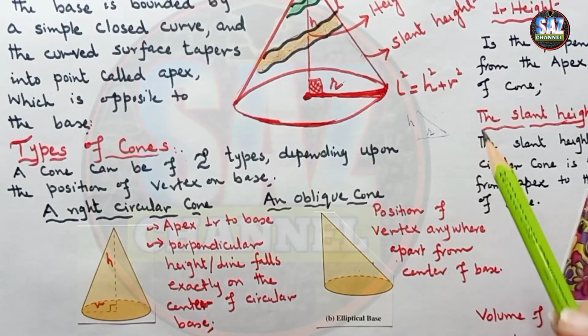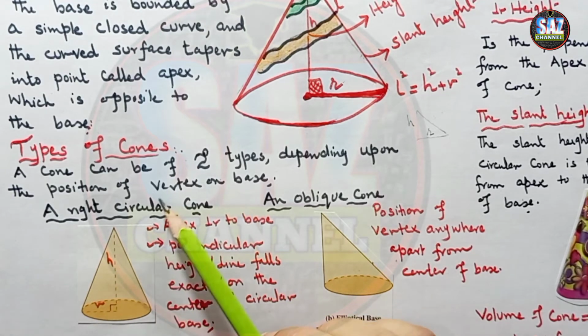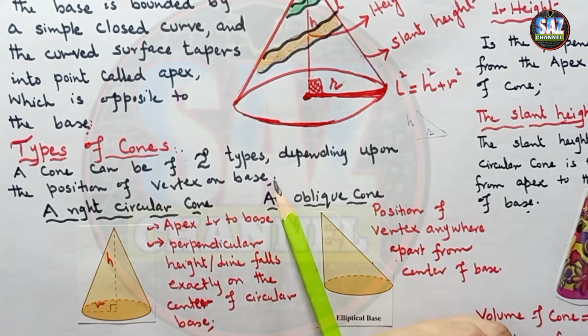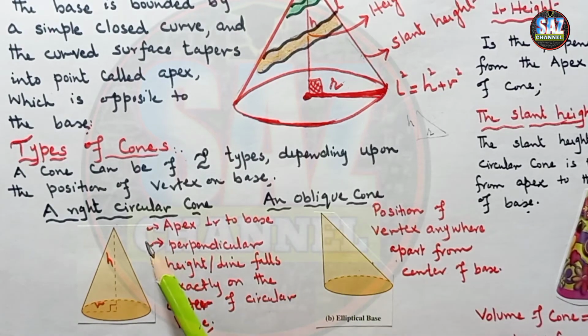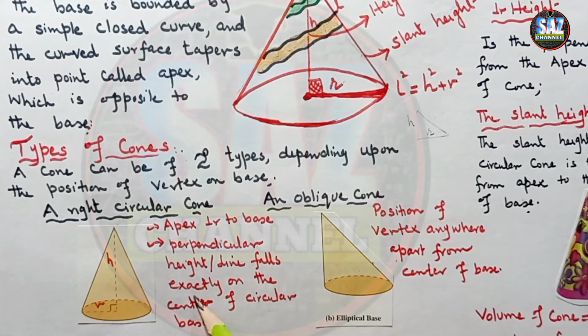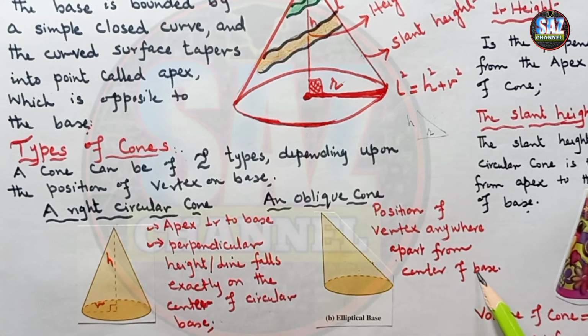Coming to the types of the cone, a cone can be of two types depending upon the position of the vertex on base. The cone can be a right circular cone or an oblique cone. In the right circular cone, the apex is perpendicular to the base. This vertex is perpendicular to the base, and the perpendicular height line falls exactly on the center of the circular base. Whereas in oblique cone, the position of the vertex is anywhere apart from the center of the base.